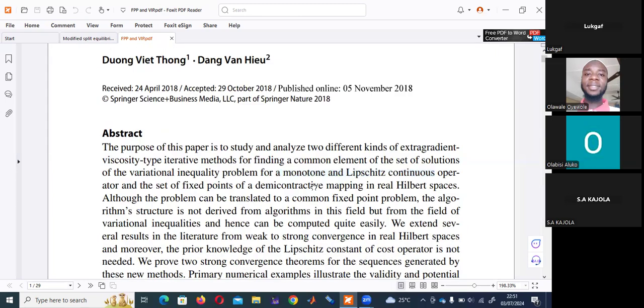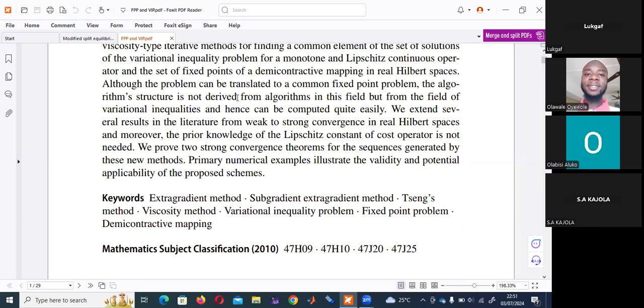But now look at what they have said. They said, although the problem can be translated to a common fixed point problem, the algorithm structure is not derived from algorithms in this field, but from the field of variational inequalities, and hence can be computed quite easily. They said we extend several results in the literature from weak to strong convergence in real Hilbert spaces, and moreover, the prior knowledge of the Lipschitz constant of the cost operator is not needed, which means they have either used a line search technique or a self-adaptive technique.